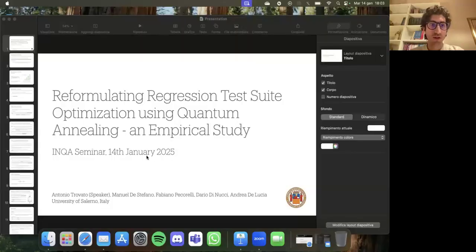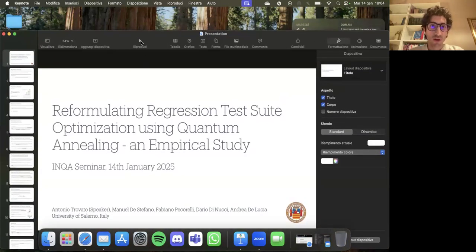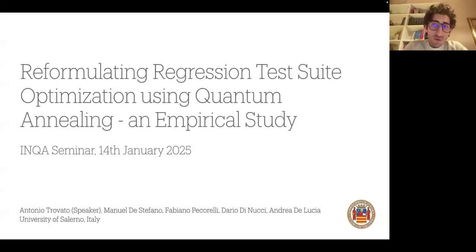So, good evening to everyone. It's a great pleasure to be here. I'm a PhD student at University of Salerno, and today I'm going to present our recent work entitled Reformulating Regression Test Suite Optimization using Quantum Annealing, an Empirical Study.